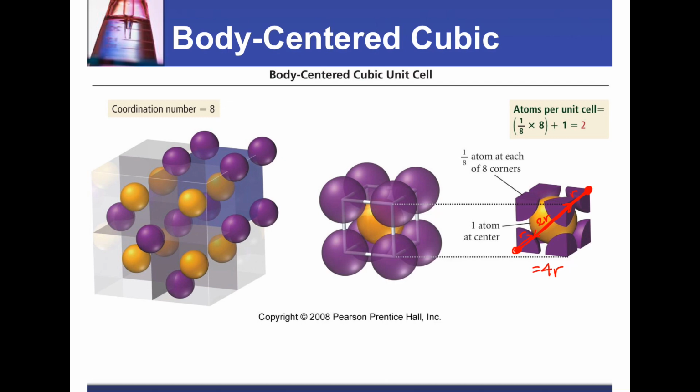And we can do some geometry to relate that hypotenuse to these other sides here because we know that it's a cube. And when that happens, we find that the equation that relates the radius to the edge is that the edge is equal to 4r divided by the square root of 3. So for a simple cubic, the edge is 2r. For a body-centered cubic, the edge is 4r over the square root of 3.